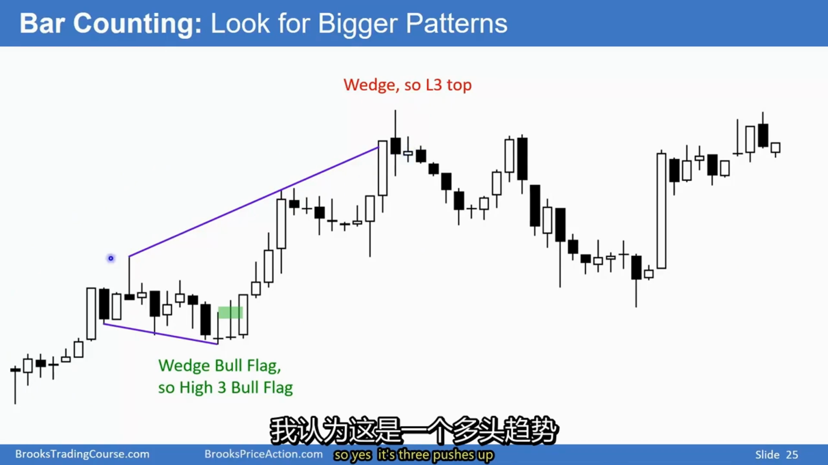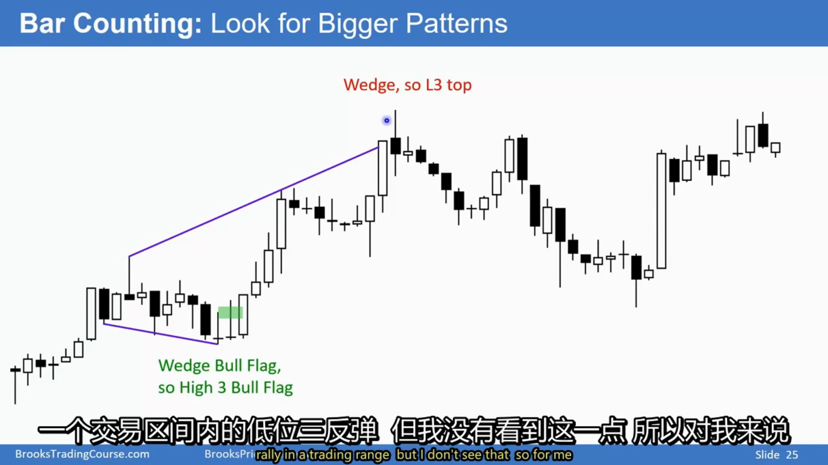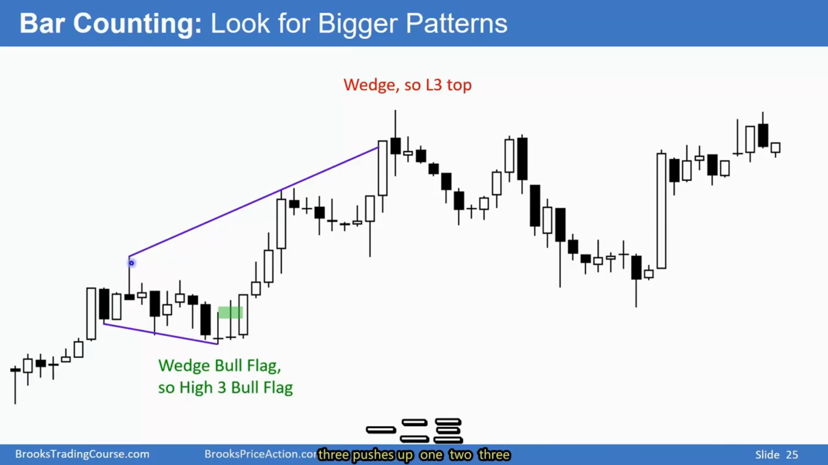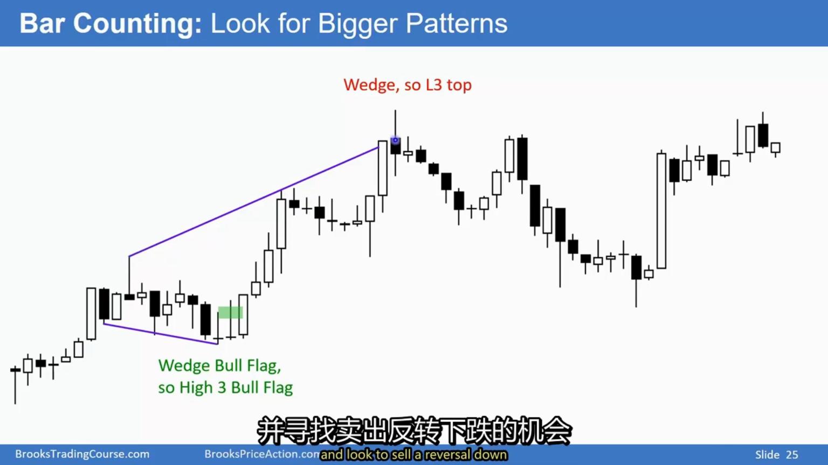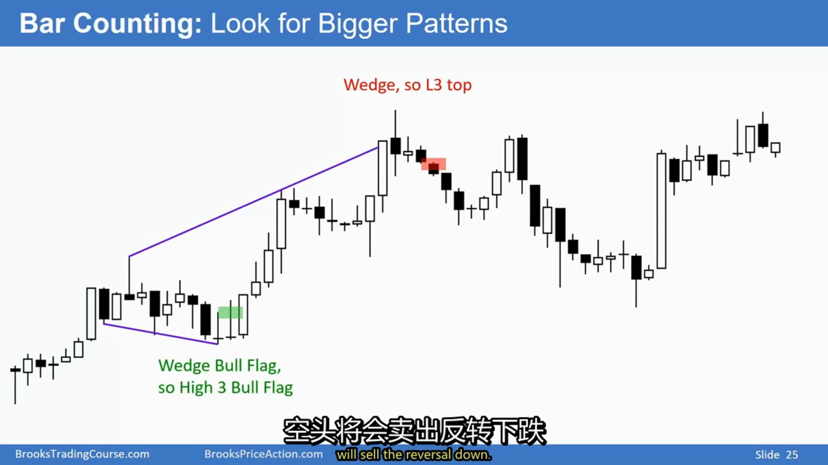So yes, it's 3 pushes up, 1, 2, 3. On a higher time frame chart, it might be simply a low 3 rally in a trading range, but I don't see that. So for me, I would simply call it a wedge, 3 pushes up, 1, 2, 3, and look to sell a reversal down, expecting a couple legs down, 1, pullback, 2. Bears will sell the reversal down.